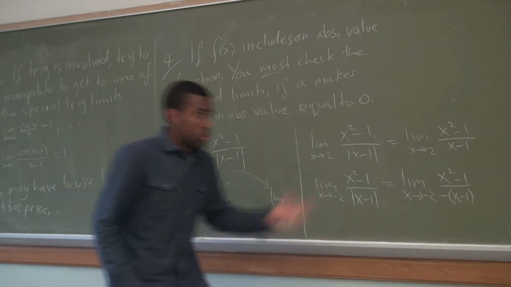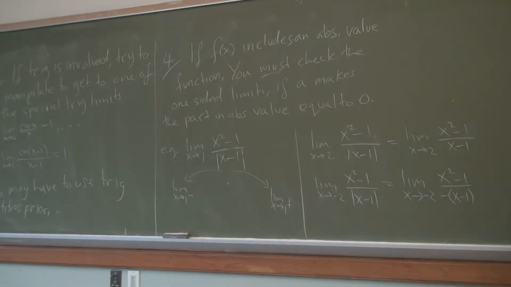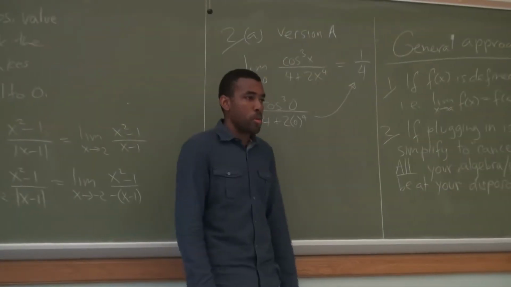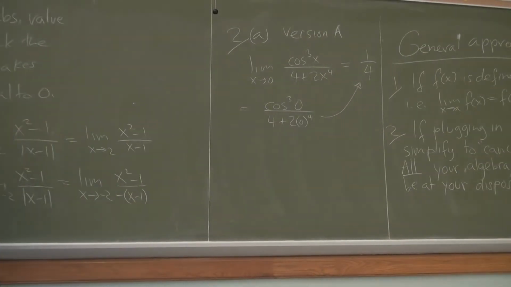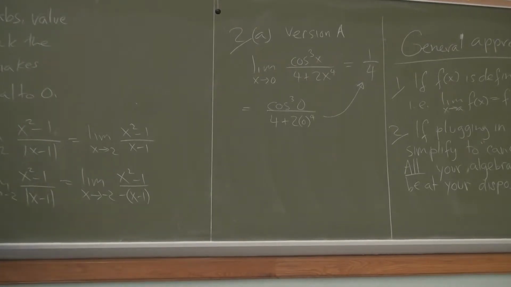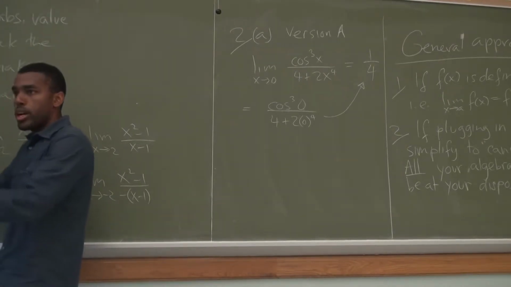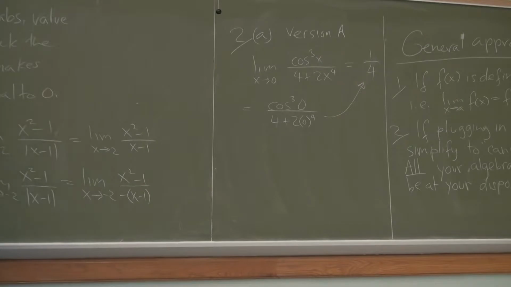But yeah, you see a random limit problem, the first thing you're going to do is try to plug it in. If that doesn't work, try to simplify to cancel whatever the problem is. If you see trig, try to think of the special trig limits. If you see absolute values, worry about if you have to break it up. Right? These are just some general things you consider when you approach a random limit problem.